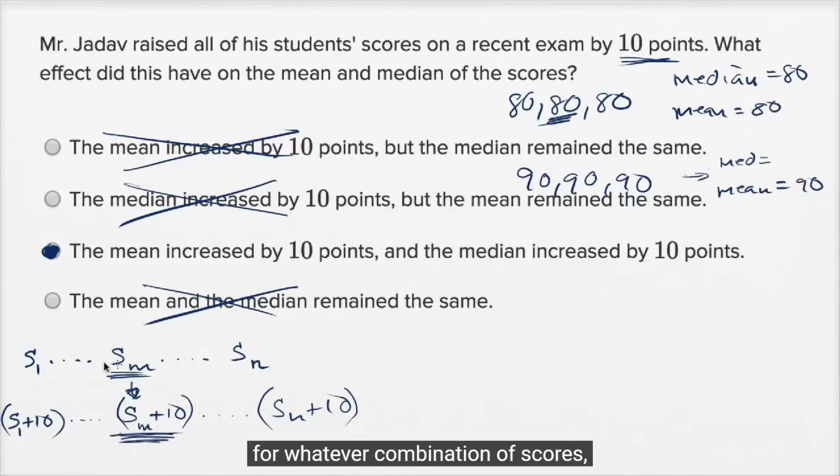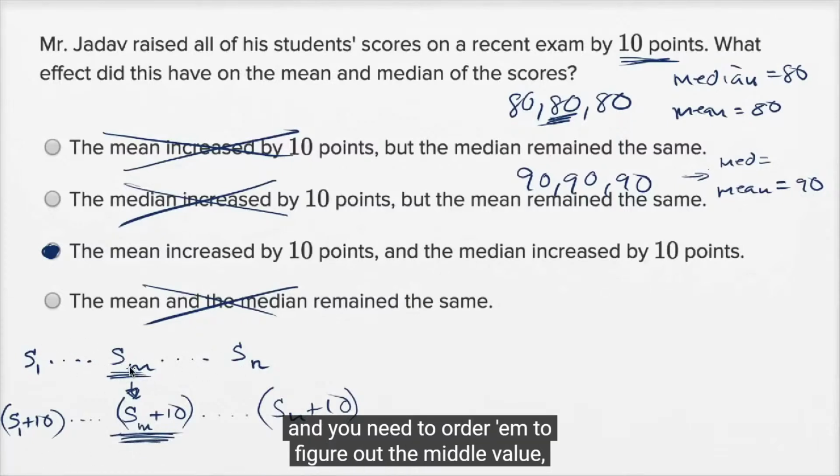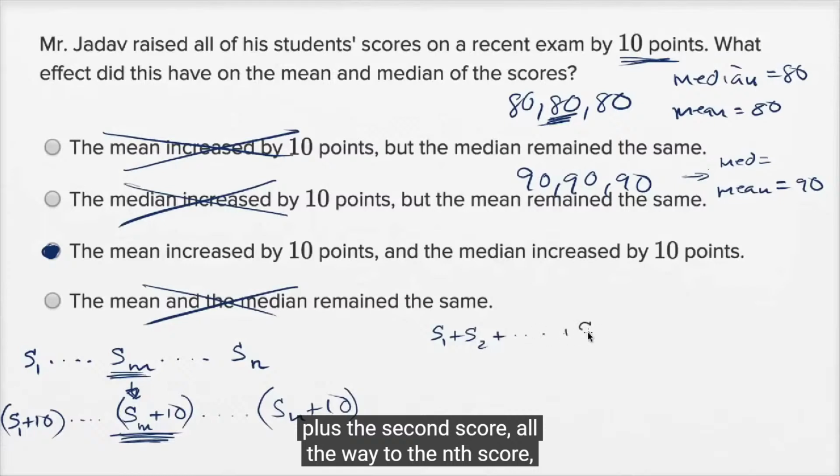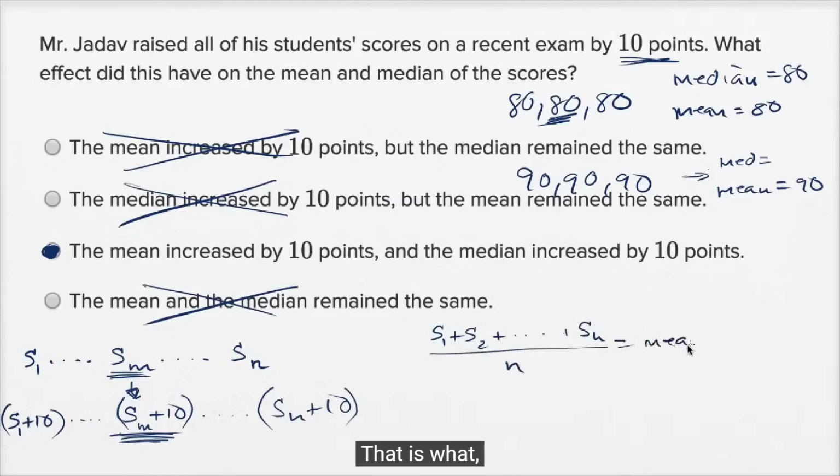So hopefully this justification shows that for whatever combination of scores, if you order them in this way, and you need to order them to figure out the middle value, the median value, the median indeed would go up by 10. I also feel good that the mean would go up by 10. So how would you calculate the mean? The mean is going to be the first score plus the second score all the way to the nth score, and you're going to divide it by n. That is going to be equal to the mean.